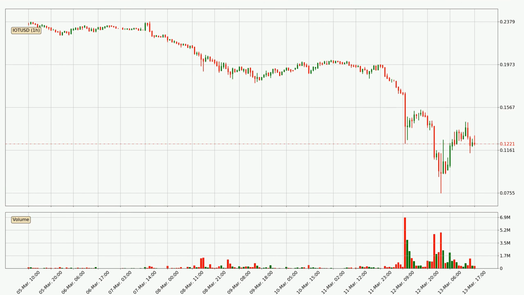Looking at the Iota hourly time frame, the price moved quickly to the downside with around 19.2% in the last 24 hours, with a current price of 12.2 cents. The volume was also high, showing that this move was strong and the sellers are taking over.